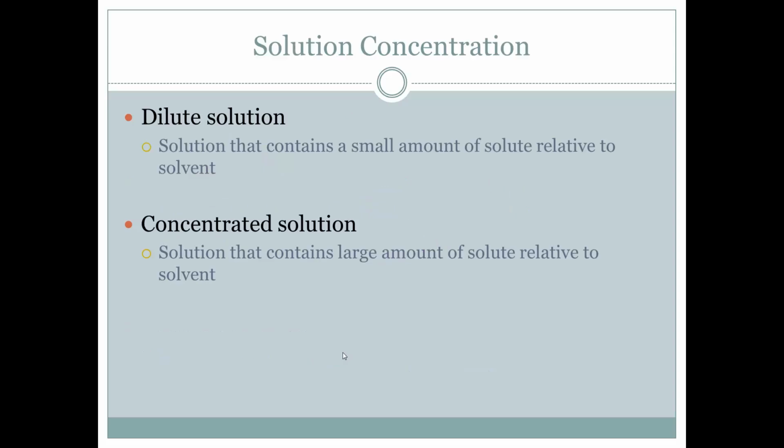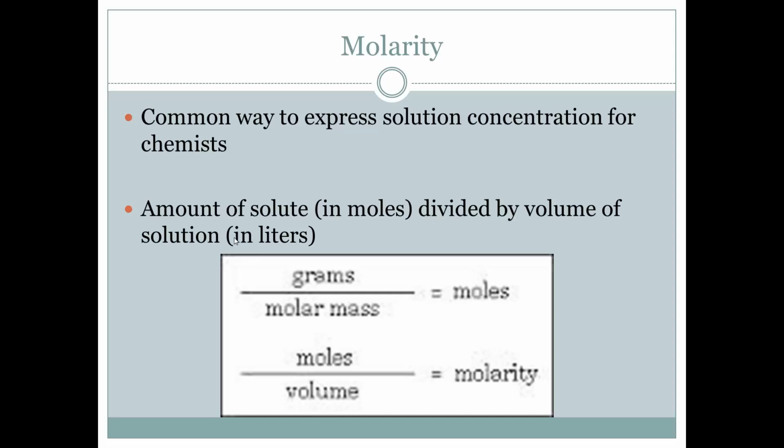Now when we talk about solution concentrations, a dilute solution is a solution that contains a small amount of solute relative to the solvent, whereas a concentrated solution contains a large amount. Molarity is a very common way to express solution concentration for chemists specifically. It's the amount of solute in moles divided by the amount of solution in liters.